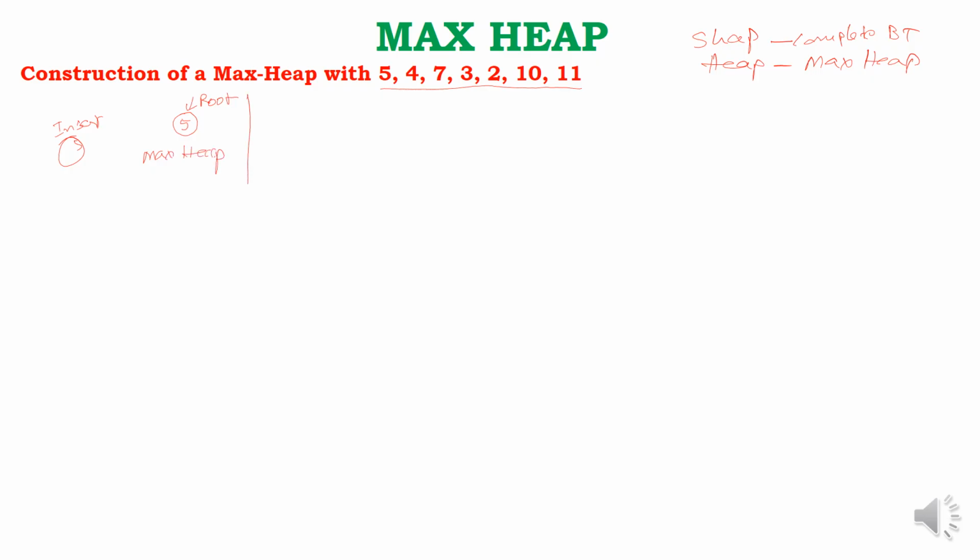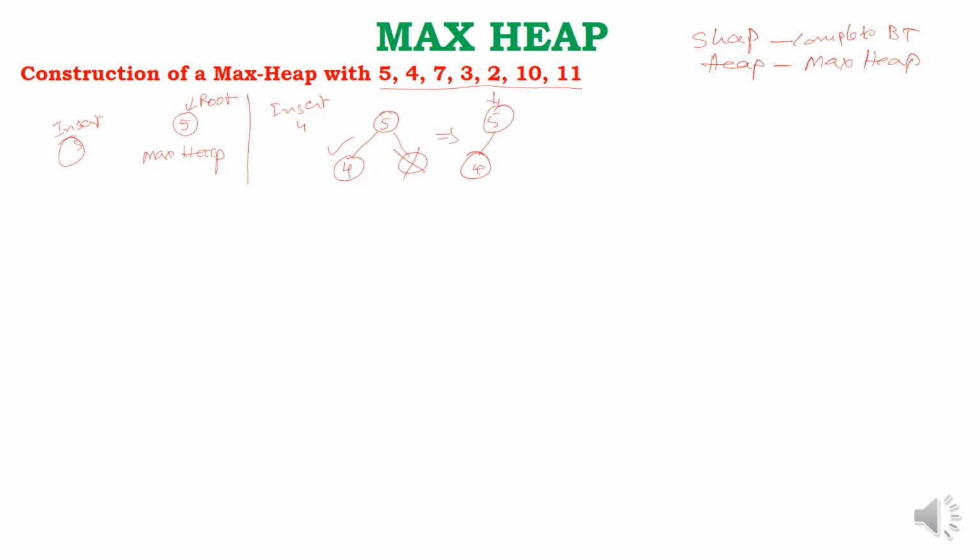Now insert one more value, insert 4. Already 5 is there. You need to insert in the next possible location, that is left of 5, because if it is a complete binary tree, there is a possibility of adding two values, but we have to fill the left value first. So 4 is inserted: 5, 4.